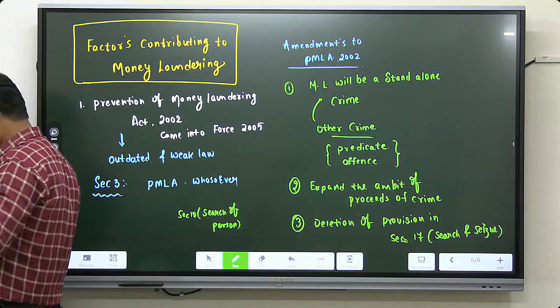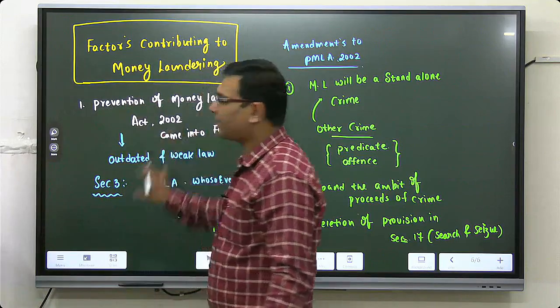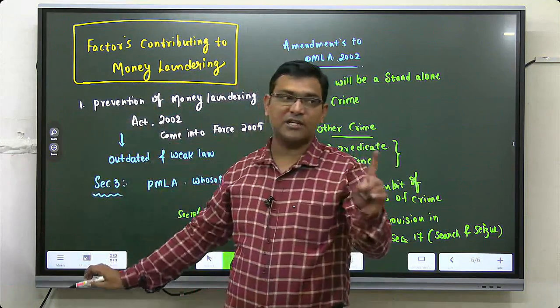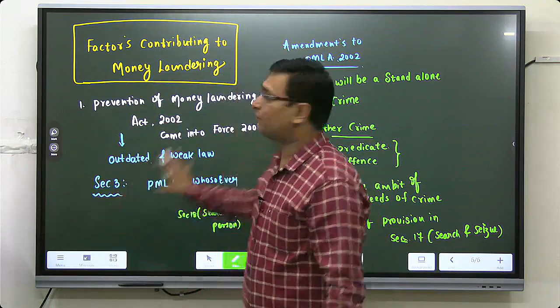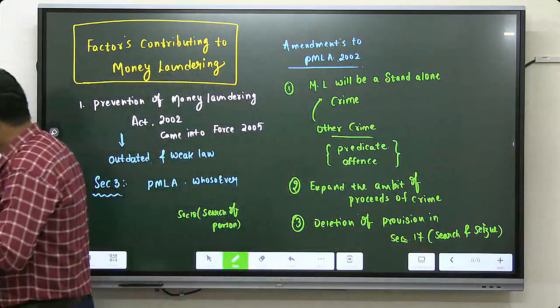Okay. Now, this is the first one under the Prevention of Money Laundering Act. So, factors which are contributing to money laundering. First one is that the Prevention of Money Laundering Act is outdated and weak. Though we have made some amendments, still it is outdated only.